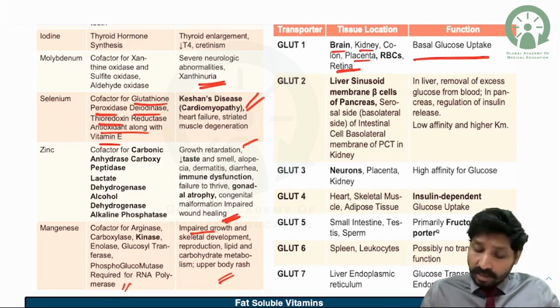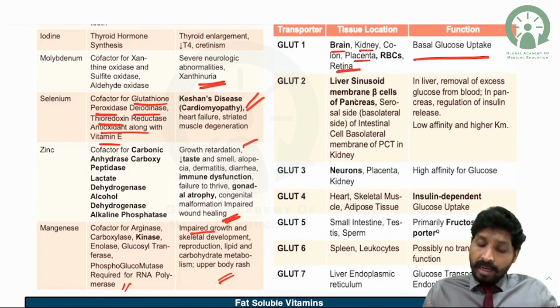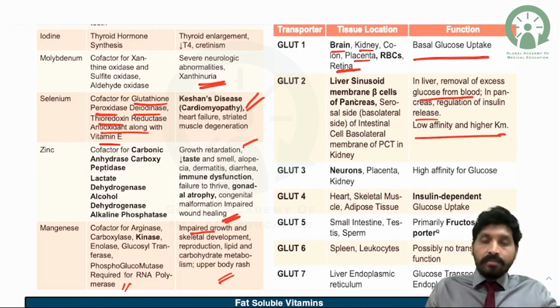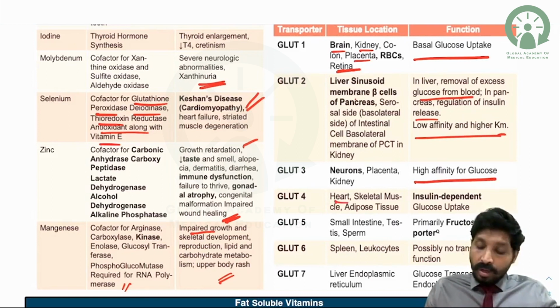So liver sinusoids, membrane beta cells of pancreas. In the liver, they remove excess glucose from blood; in the pancreas, they regulate insulin release. Low affinity and higher Km. GLUT3: mainly neurons, placenta, kidney, high affinity for glucose. GLUT4: heart, skeletal muscles and adipose tissue, insulin dependent.